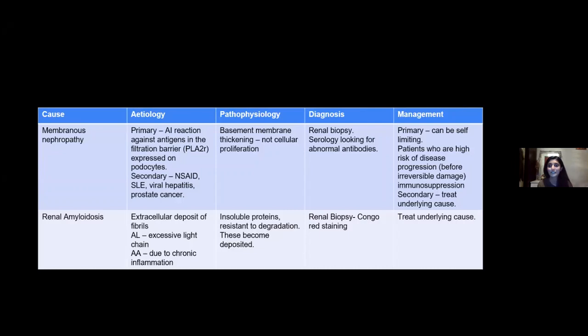So then we go on to secondary. How do we treat secondary? If it's been caused by NSAIDs, SLE, viral hepatitis, or cancer, we have to treat the underlying cause.